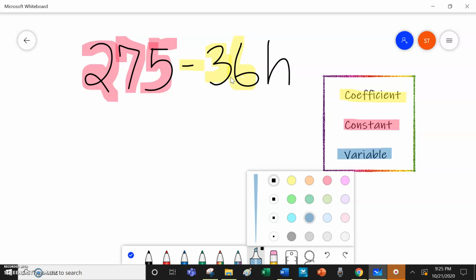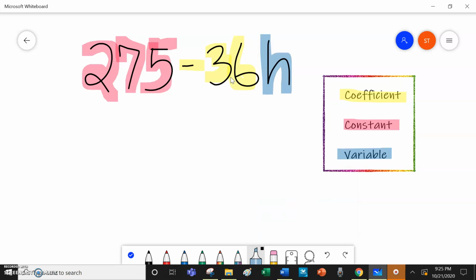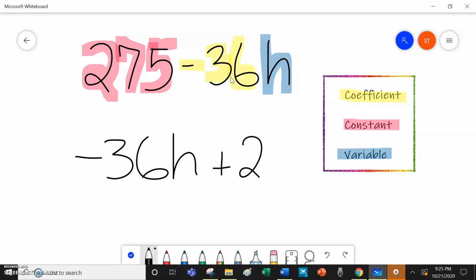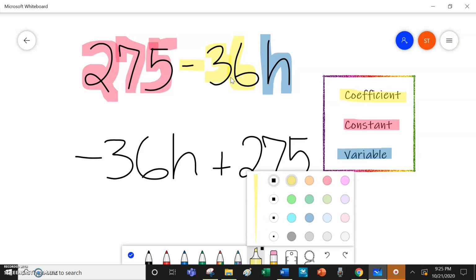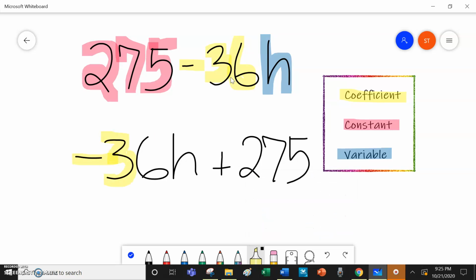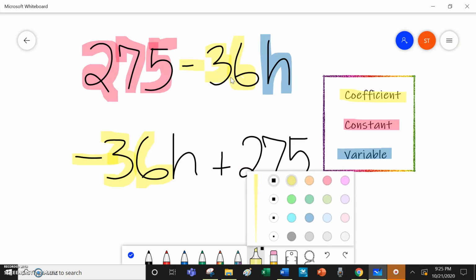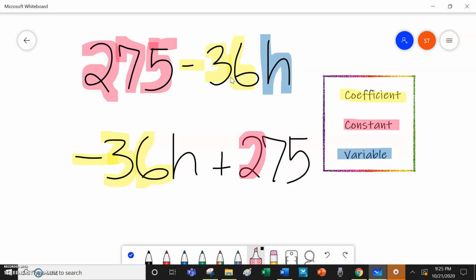And finally, the variable is your letter. It represents a quantity. If I were to switch this around to be negative 36h plus 275, my coefficient would still be negative 36. My constant would still be 275. And my variable would still be h. Does not matter. Those are still identified the same way.